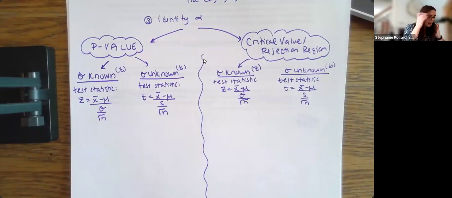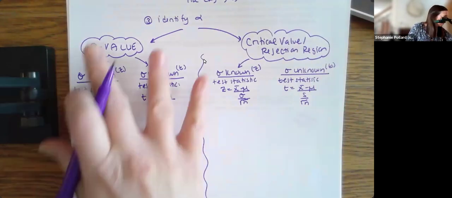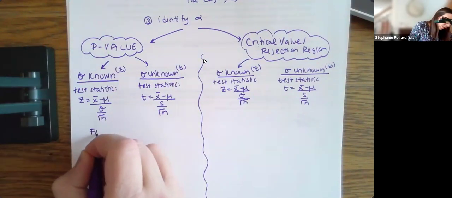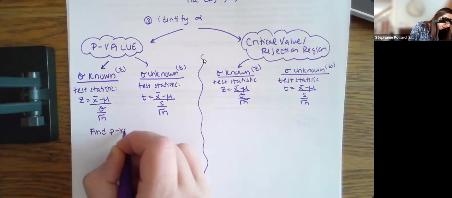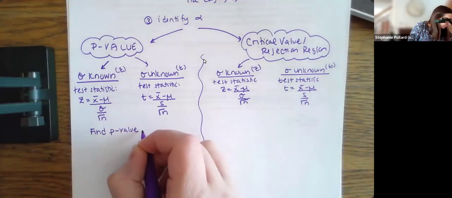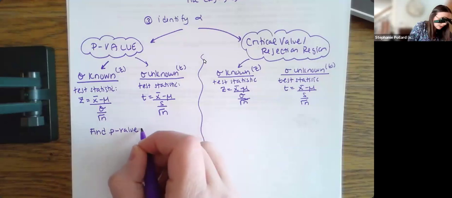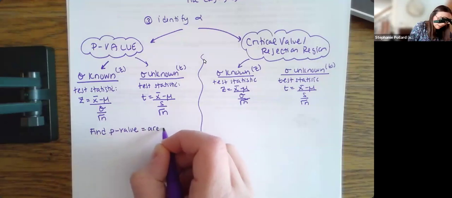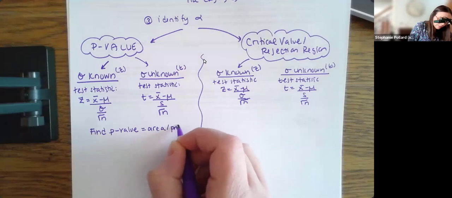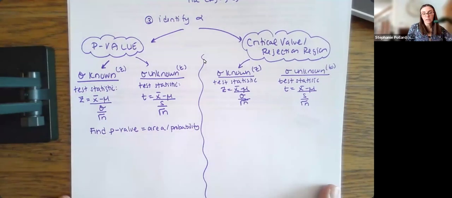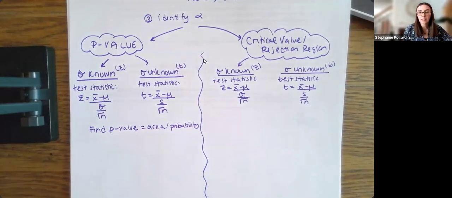So once you have your test statistic, if you're doing the p-value method, what you want to do next is find the p-value, because remember the p-value is equal to the area or the probability. And you can do it in a few different ways. So again, you can go back to the examples to see it in more detail.